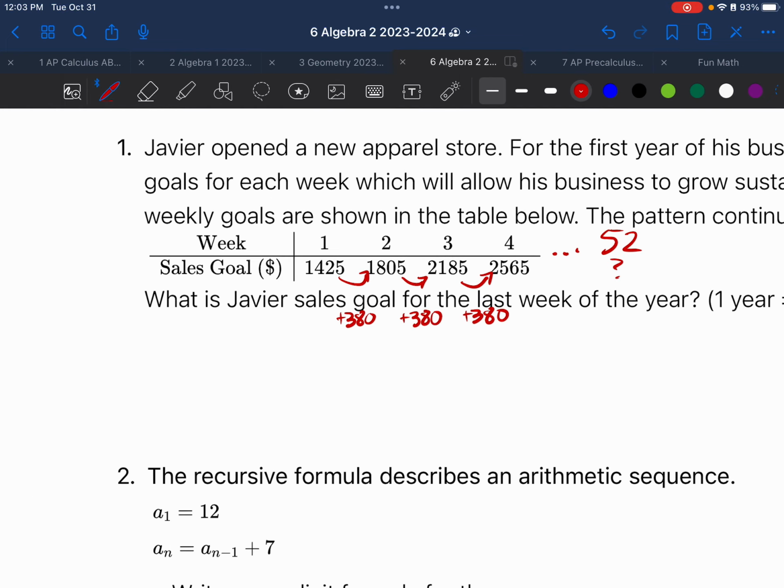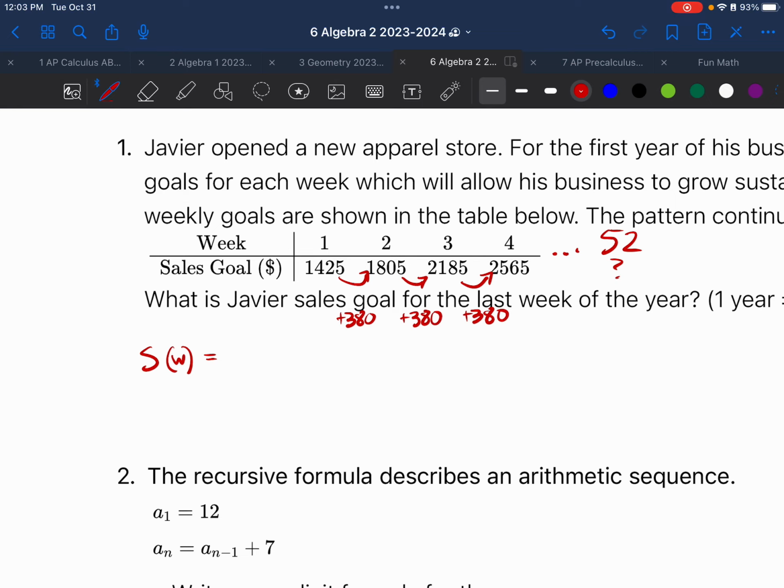And for the last week, we're not adding any of these, but we're not doing 1425 plus 1805. We're not figuring out how much you add up for the year. We're just trying to figure out the last box, which means we need to find the pattern. Well, the general rule for our pattern is you can make a function. That's how I'm going to choose to interpret this. I'm going to say S is the sales goal, and we input the week, so W for week.